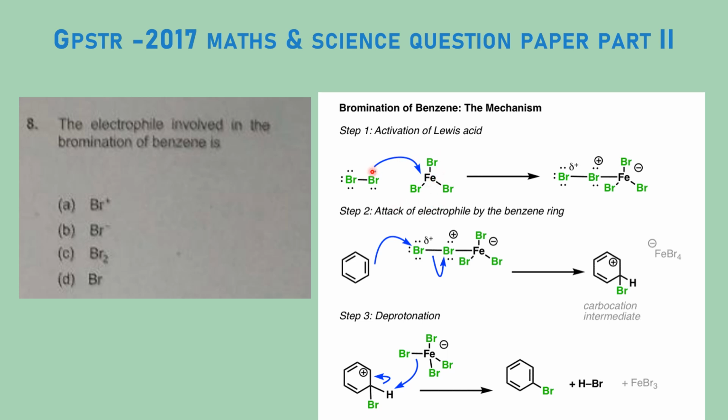This bromine molecule is giving the electron, therefore it will acquire a positive charge. This iron is receiving the electron, therefore it will acquire a negative charge. This is the first step of bromination of benzene. It is nothing but activation of Lewis acid. Here in this step, the catalyst ferric bromide reacts with the bromine molecule, then you will get this intermediate.